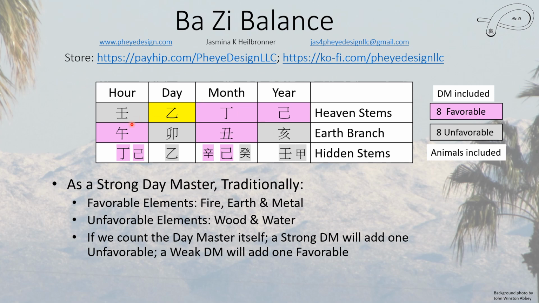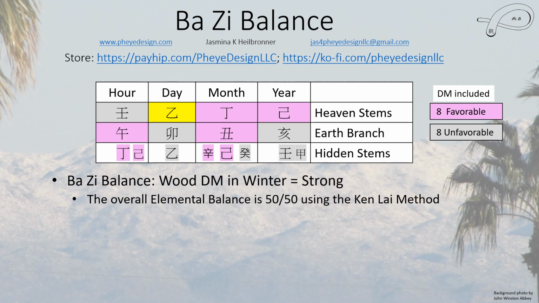So again, I don't know exactly where they cut off their counting, because they usually just give you some numbers and that's it. You really don't know what goes into them. Now, according to the Bazi calculator website using the Kenlai method, my overall elemental balance is 50-50. That is favorable, unfavorable balance.